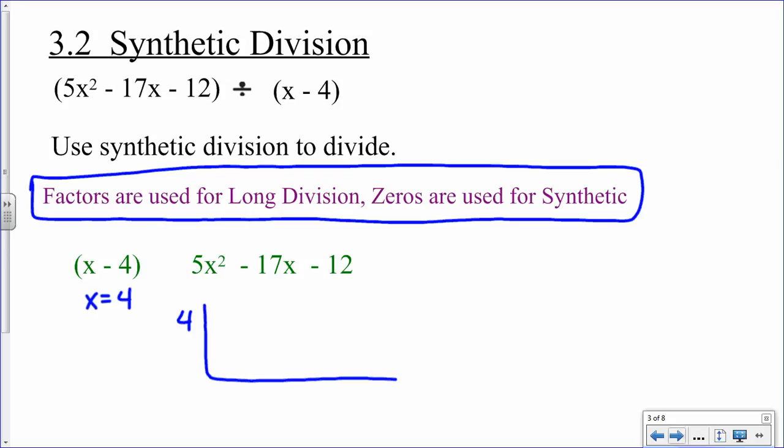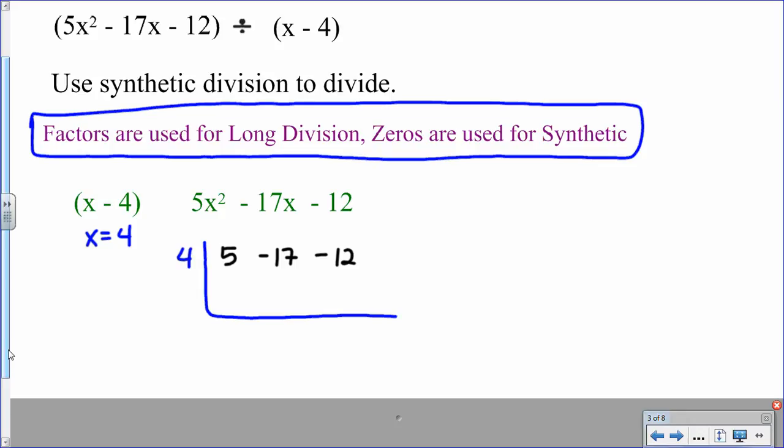I have like this upside down division, but I have two columns here. So I'm going to put just the coefficients, so just the numbers in front of the variables. So 5, negative 17, and negative 12. Make sure there's no skips. You would need to put a 0 as a placeholder, just like long division, if your exponent skips. Goes greatest to least.